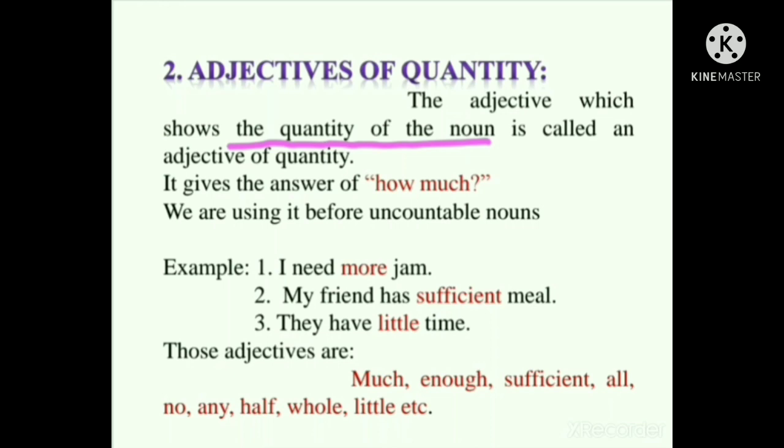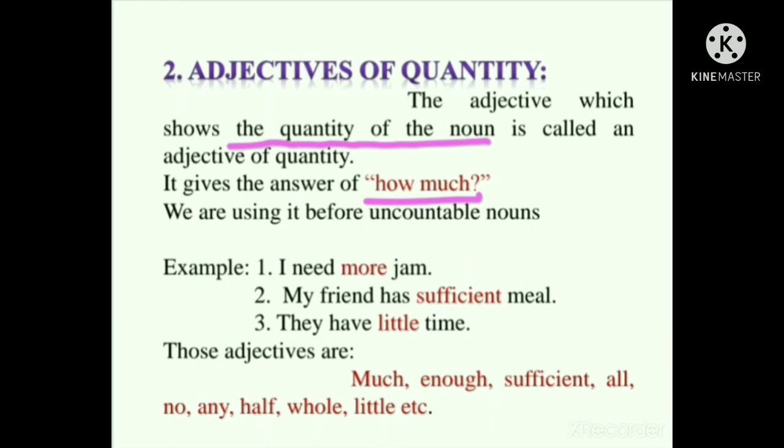Okay. First, what you have to do, you just ask the question how much to the noun which comes after that adjective. And the second trick is that these adjectives, I mean adjectives of quantity, always come before an uncountable noun. Uncountable noun means, you know very well, that we can't count these nouns in numbers. Those are uncountable nouns. They don't have plural forms. If that adjective is before an uncountable noun, then that is an adjective of quantity.